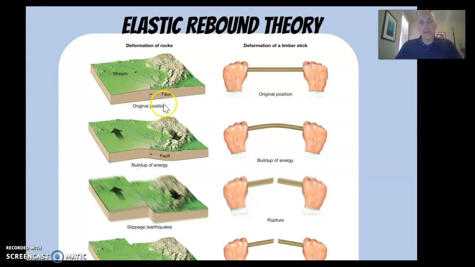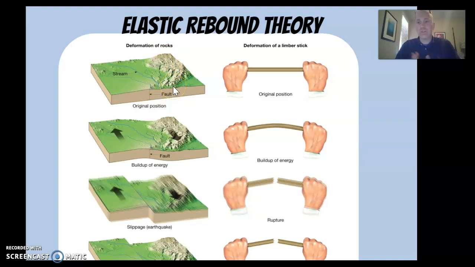This slide right here gives a good visual description of what happens in elastic rebound theory. You can see a bit of crust right here, one solid block, and you can see that there's a fault right there. That's a break, where two separate rock surfaces are touching each other. This piece of land on this plate is wanting to move in this direction, and the land on this side of the fault is wanting to move in the opposite direction.